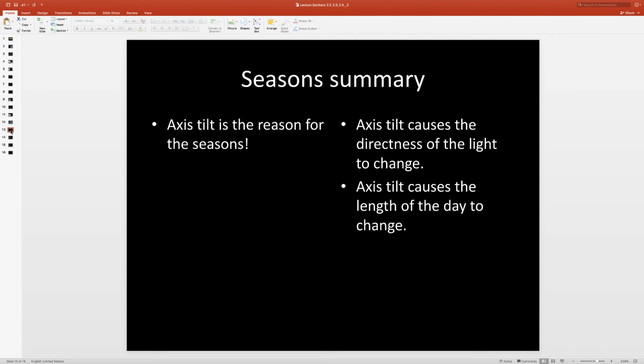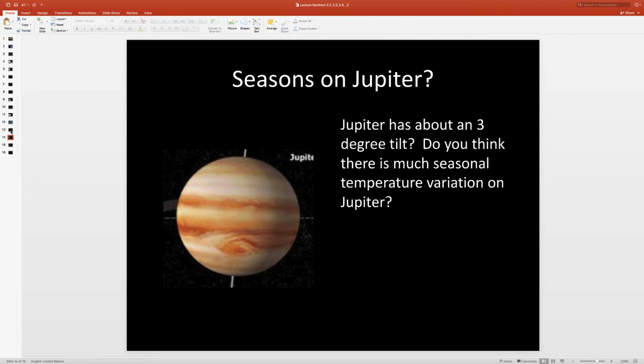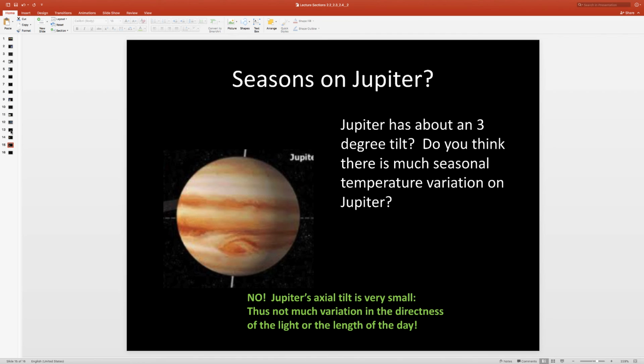So, given that we know that the axis tilt is what causes the seasons to change, what do you think about Jupiter? Jupiter has like a 3-degree axis tilt. Do you think there's much seasonal temperature variation on Jupiter as it goes around the sun? Well, in fact, no. Jupiter's axial tilt is very small. There's not much variation in the directness of light or the length of the day, so you wouldn't expect giant seasonal changes in temperature.